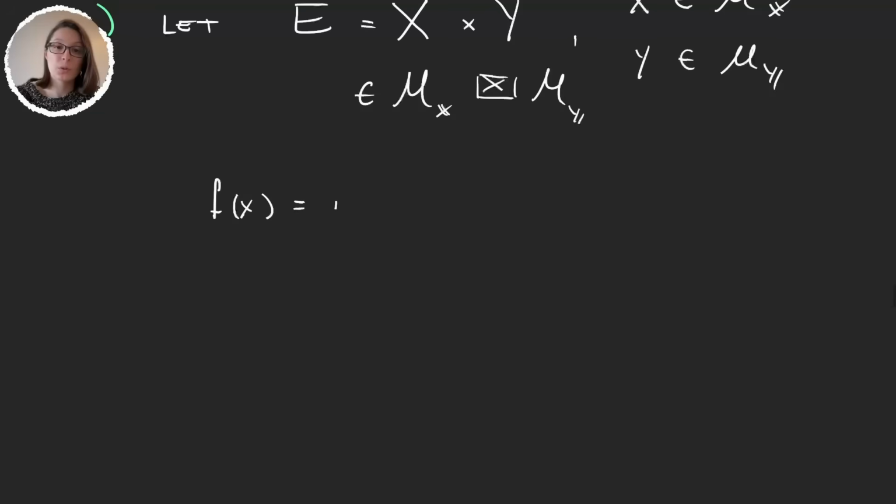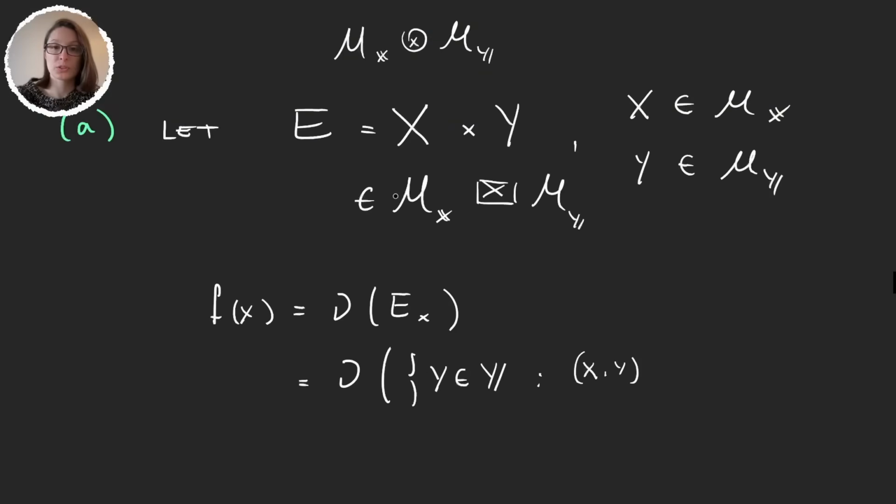F of x was the measure nu of the x section of E. So this is the measure nu of, and let's remember what it meant, E_x. E_x was the set of all the points y in our space Y, such that (x, y) is in our set E. But remember, we just said E is X times Y. So we need this to be true. We're measuring the size of this.